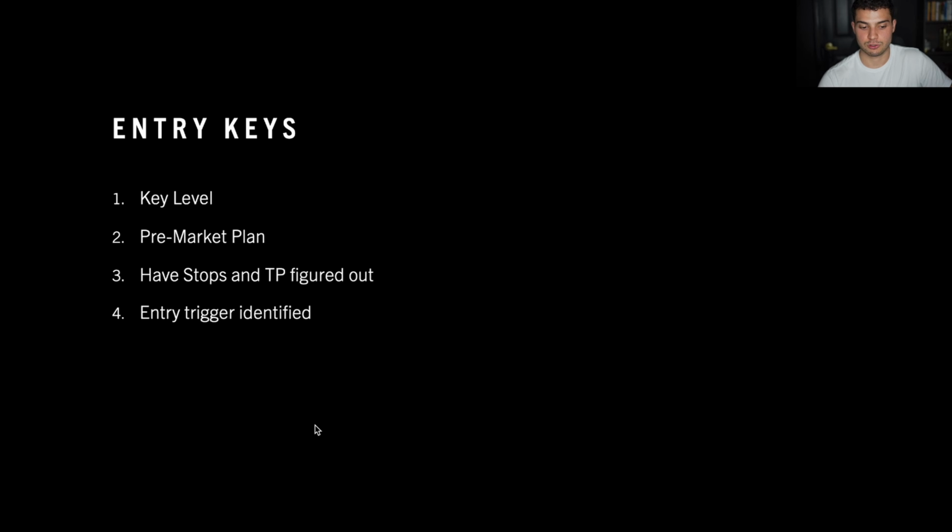Entry keys. So, like I said, find out the right time for entries. Key levels, pre-market plan. So is it at a key level? Is your pre-market plan aligned with your entry? Great. See, are you not straying from your plan? Good. Do you have your stop loss and TP, take profit, figured out? Perfect.